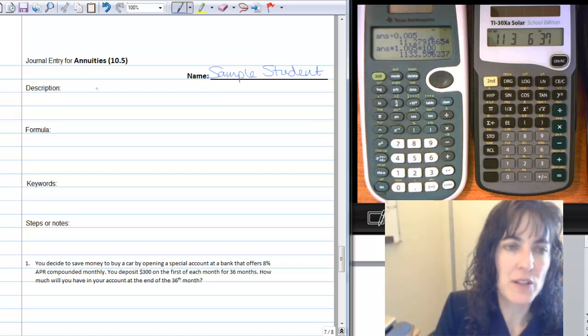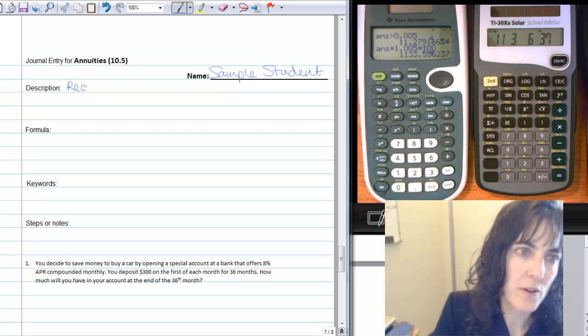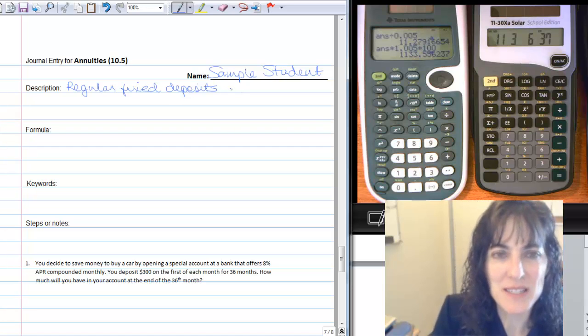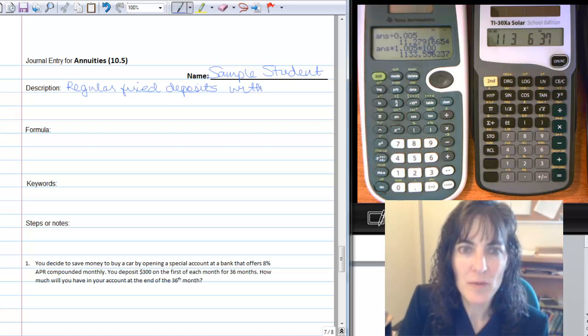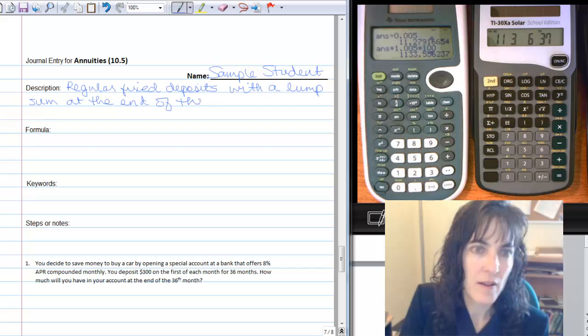And then the description of the annuities formula is regular fixed deposits. That means the same amount every month. Fixed deposits with a lump sum at the end of the deposit period.